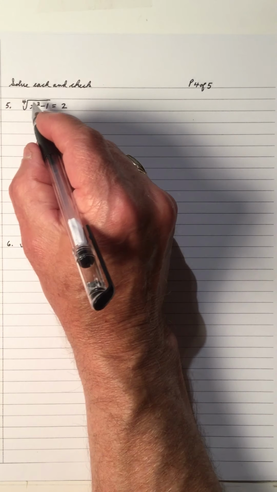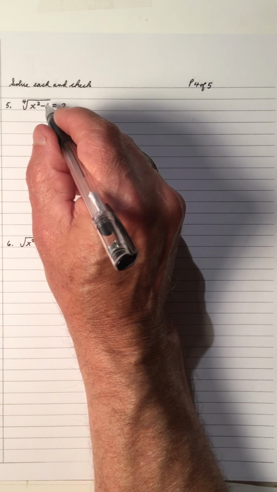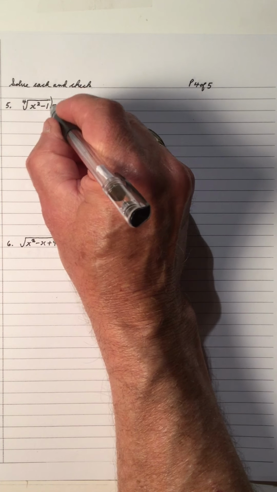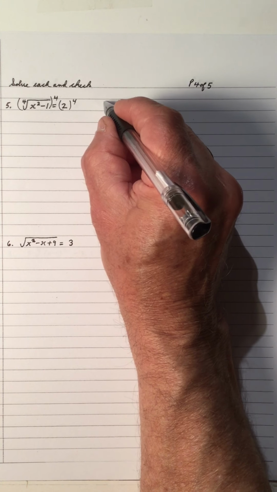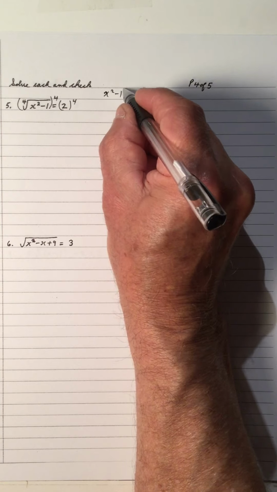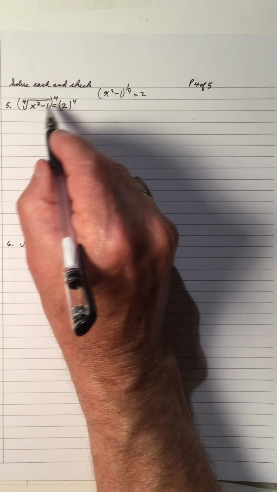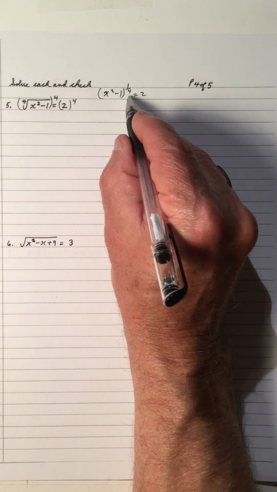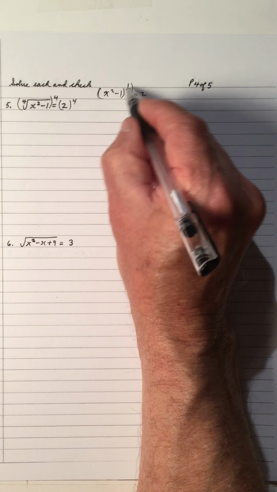Okay. The 4th root of x squared minus 1 equals 2. Again, that's a 4th root. So to get rid of a 4th root, we use the 4th power. Remember, that's also the same as x squared minus 1 to the 1/4. So the 4th root is the same as having a 1/4. So if you change this equation here to this one, you would do the 4th power.